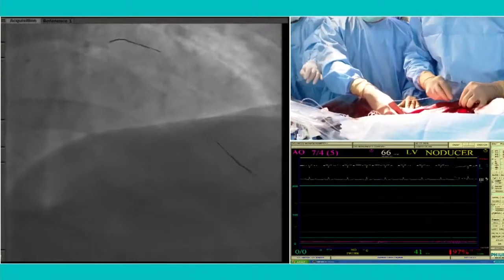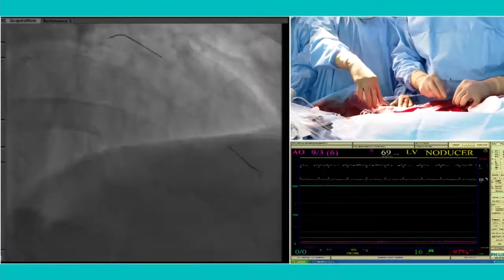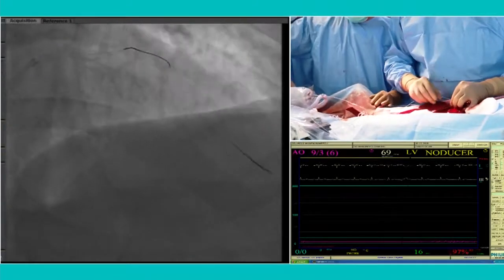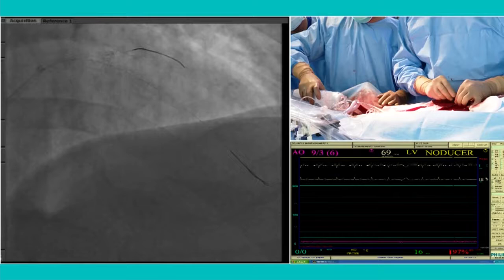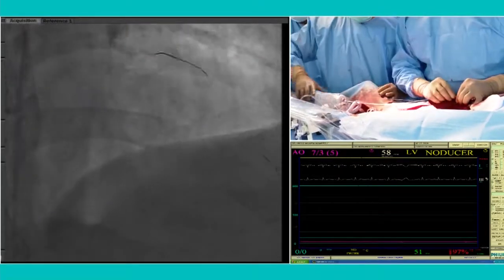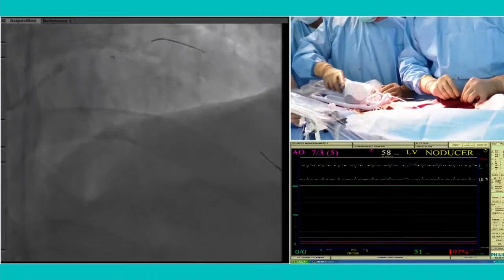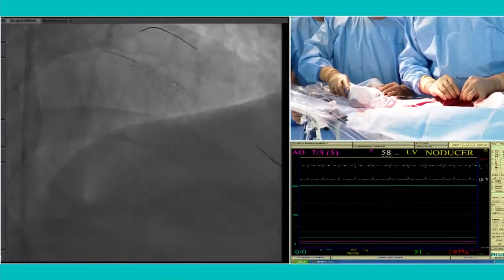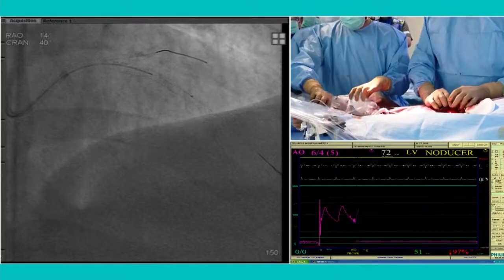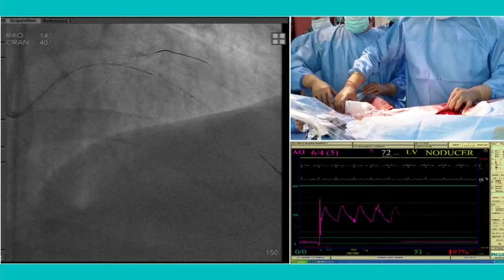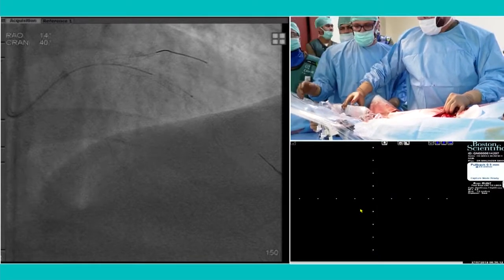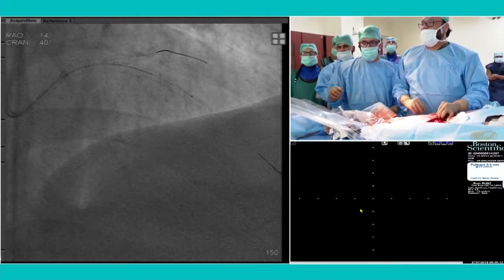So we're just taking the IVUS and we just do a short run from the proximal LAD into the left main. Can you get it up, please? So I think that's good enough. Let's start and we go live on the IVUS screen, please.